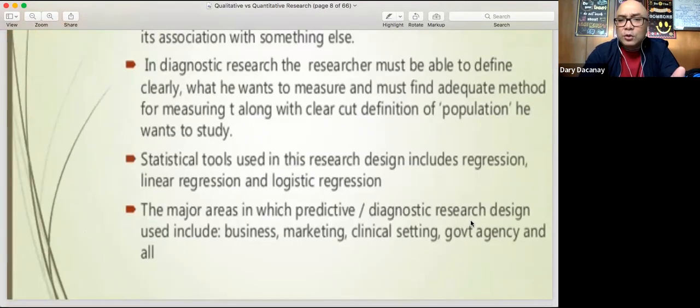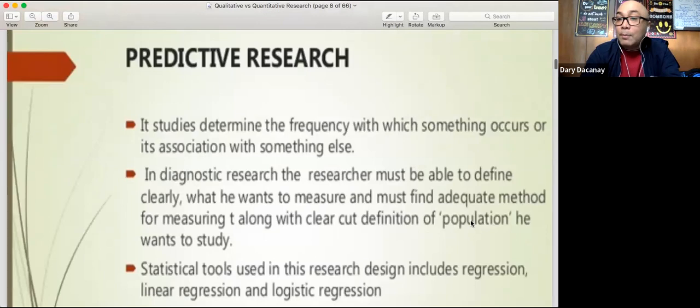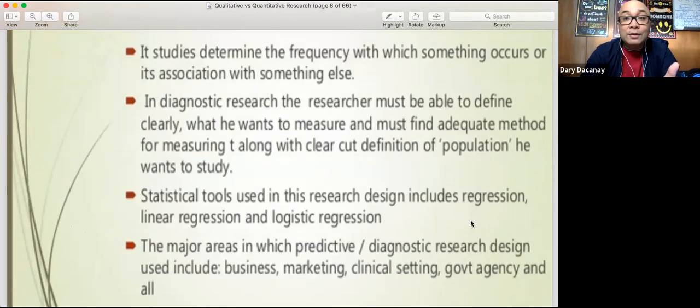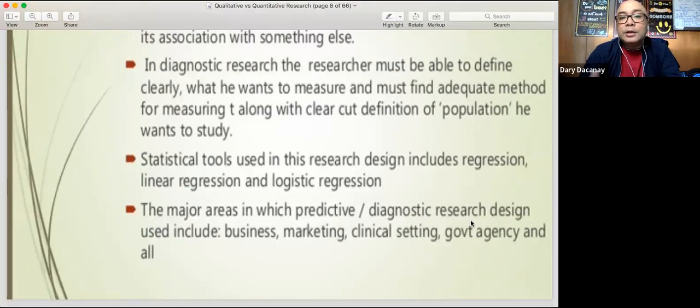Now, the statistical tools used in this research design include regression, linear regression, logistic regression. So nakita niyo dito, it makes use of statistical tools. So primarily, a predictive research is quantitative in its very nature. The major areas in which predictive diagnostic research design is used include business, marketing, clinical settings, government agencies, and all.